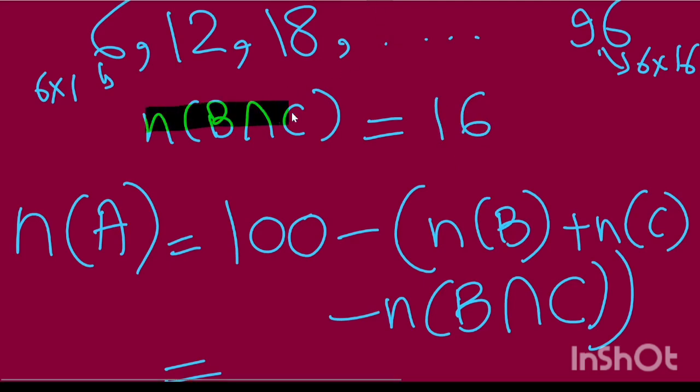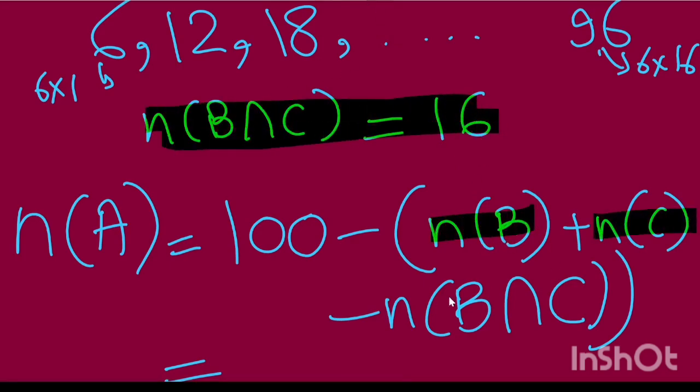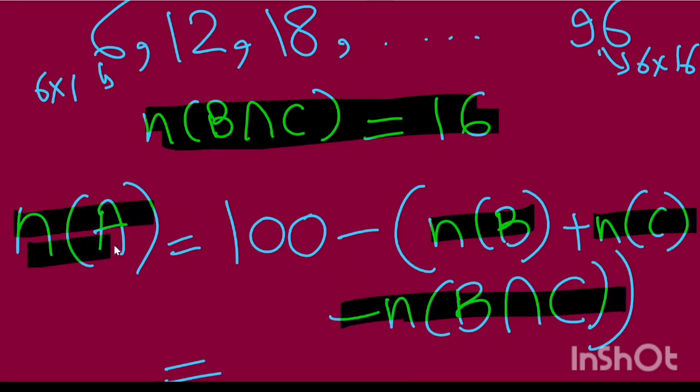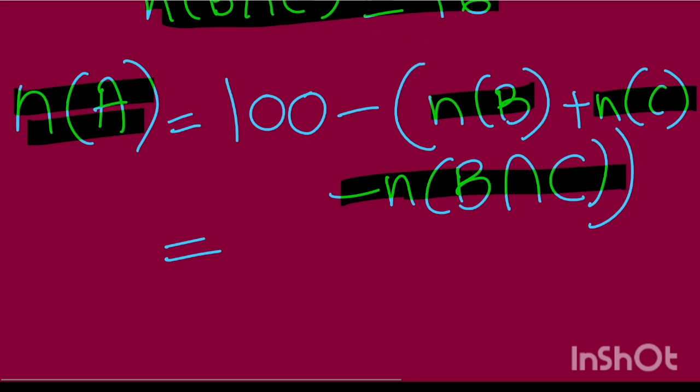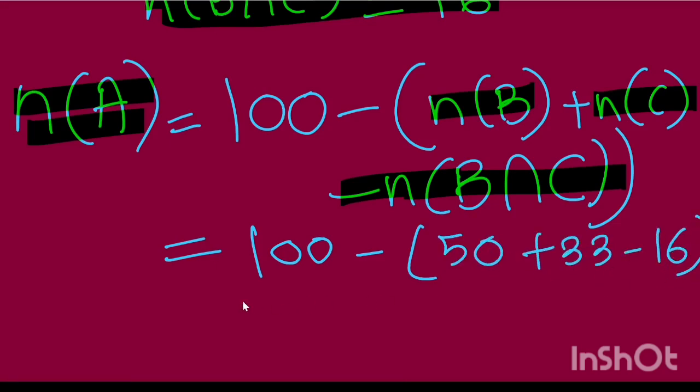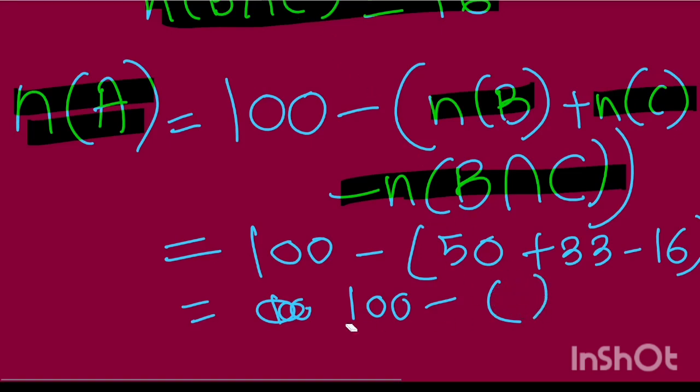We have calculated all three values, n(B), n(C) and n(B intersection C), so we substitute them in equation 1. So 100 minus (50 plus 33 minus 16). 50 plus 33 is 83, minus 16: 83 minus 20 is 63, plus 4 gives 67. So 100 minus 67 is what, guys?